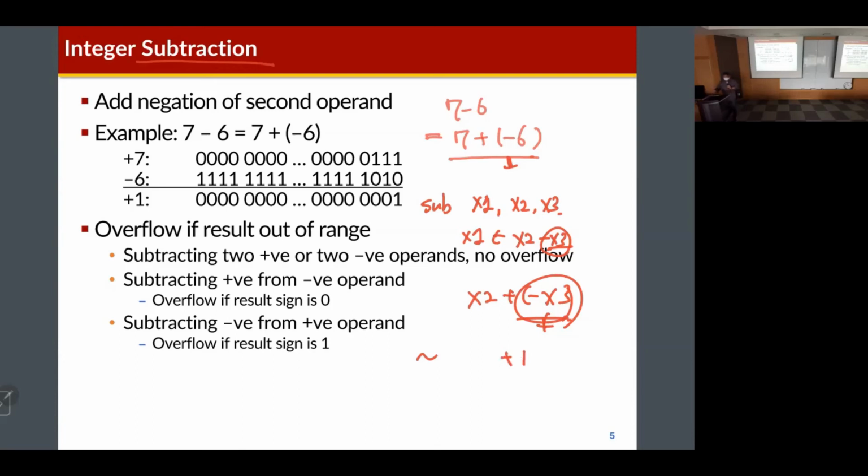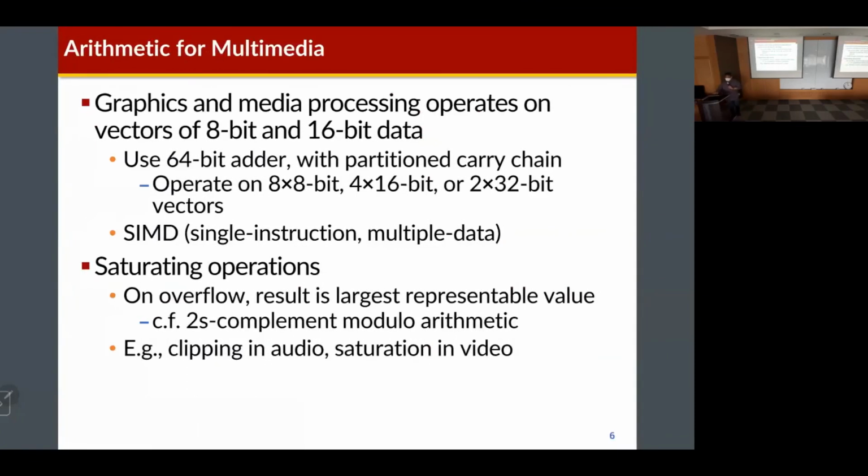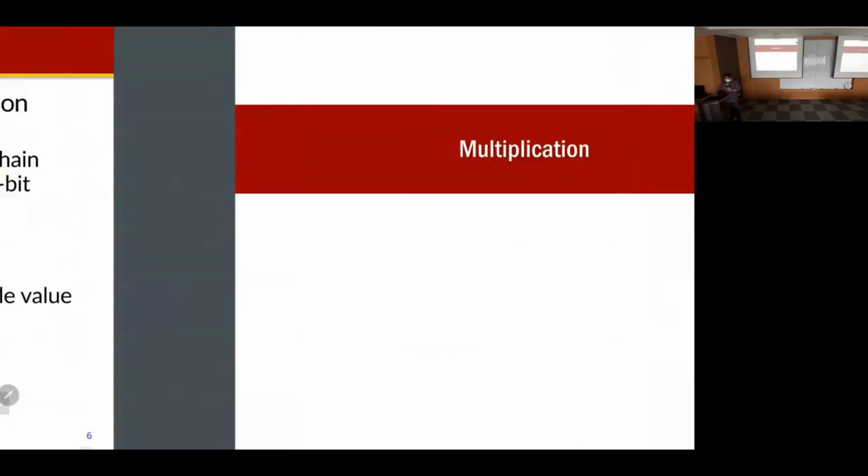So actually, we don't need to implement the subtractor. If we just implement the adder for the 64-bit data, then we can easily implement the subtractor by adding negation logic: inverting each digit and then adding 1. So it's very simple. Okay, let's skip to this part.